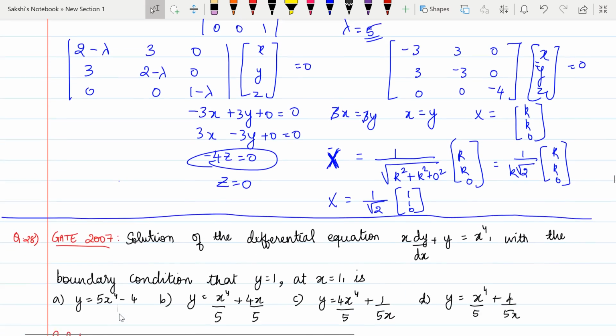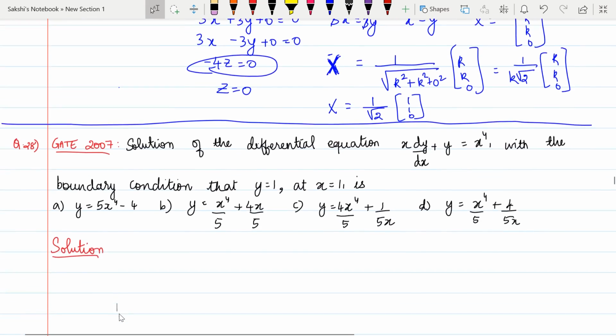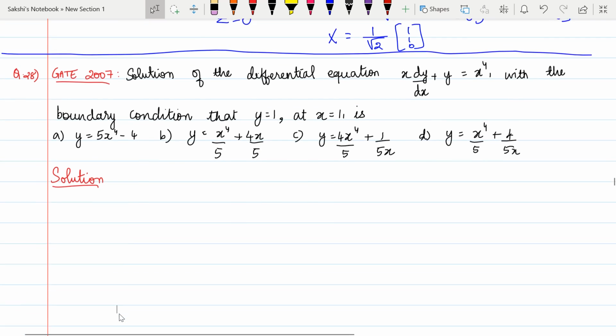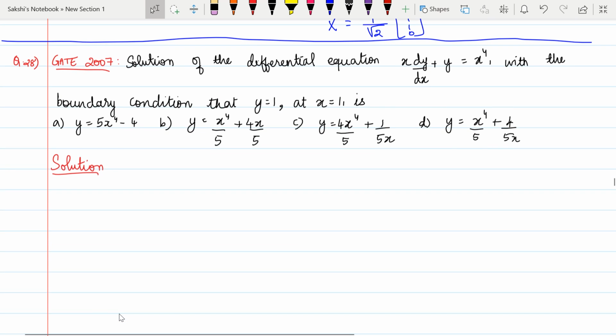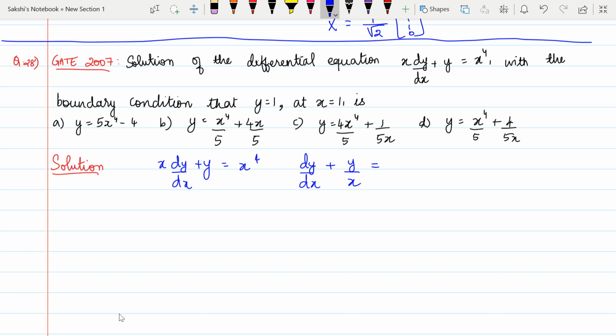So let us see the next question, 28th question, GATE 2007. This is from the differential equation, and we haven't solved any differential equation till now. So let's solve this now. x dy by dx plus y is equal to x power 4. So dy by dx plus y by x is equal to x cube. I am dividing through my equation by x, so I'm going to get this particular value.